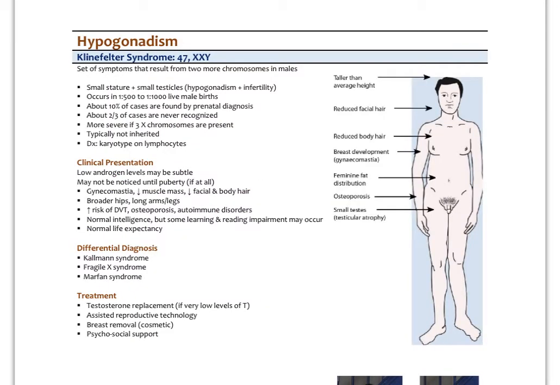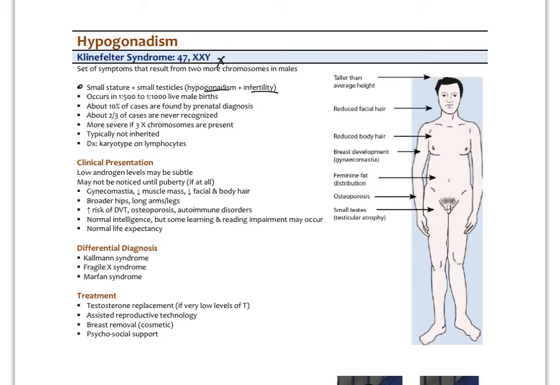So the first one here is Klinefelter syndrome, and this is a cause of primary hypogonadism. And this is a set of symptoms that result from two or more X chromosomes in males. And the typical presentation would be a shorter stature with small testes, so hypogonadism and infertility. It occurs in about 1 in 500 to 1 in 1,000 live male births. About 10% of cases are found by prenatal diagnosis, and about 2/3 of cases are never recognized.